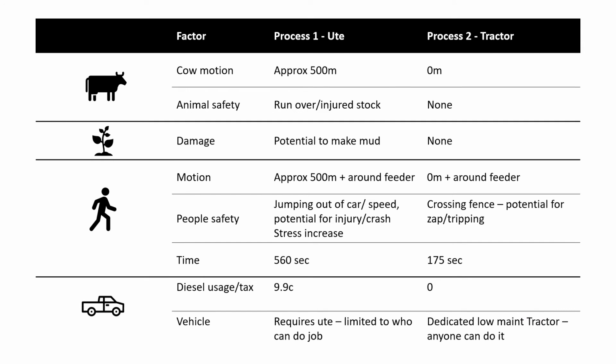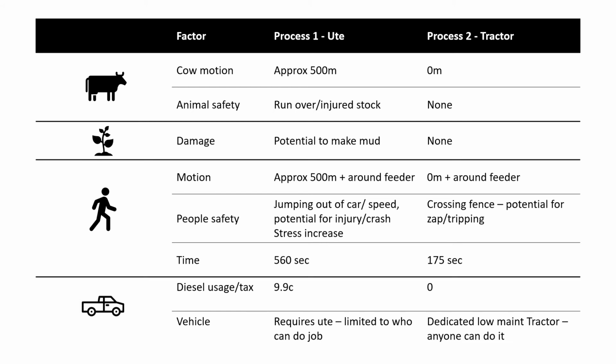In terms of animals, there's cow motion. So there was a lot more motion, 500 meters of calves running up and down the paddock chasing that cafeteria in process 1, 0 in process 2. Animal safety, there was a risk of running over and injuring stock in process 1, which we've done unfortunately in the past. And process 2, there's none of that risk to animals. In terms of pasture, there's a potential to damage pasture by making mud racing through the paddock. Process 2, there's none of that risk.